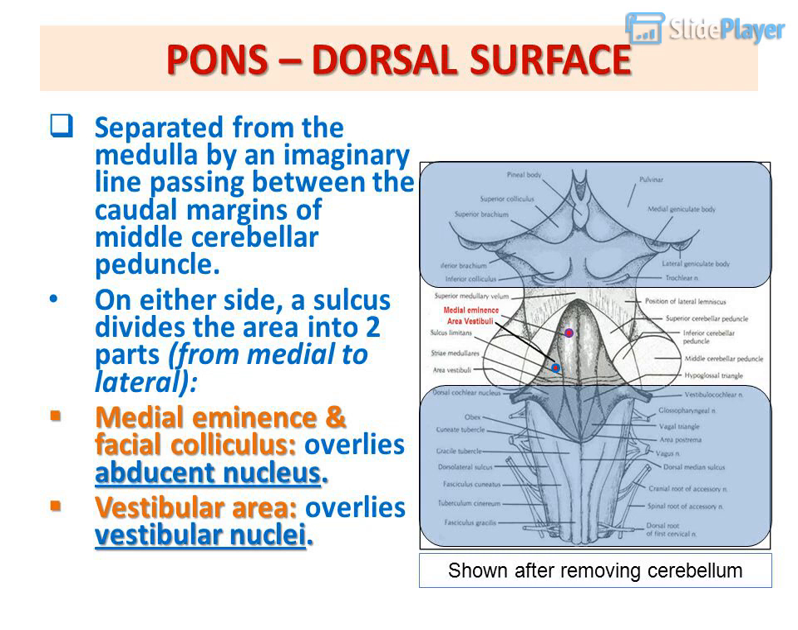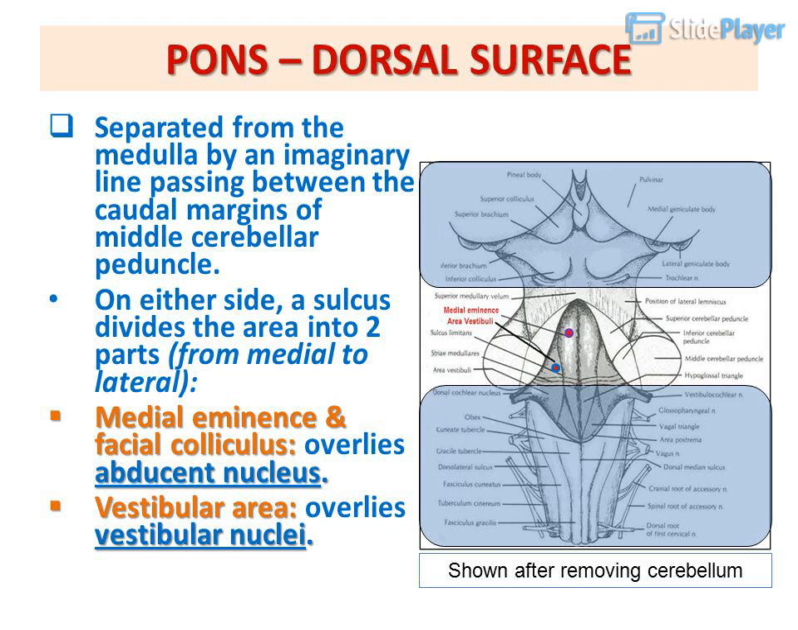Pons, dorsal surface. Separated from the medulla by an imaginary line passing between the caudal margins of middle cerebellar peduncle. On either side, a sulcus divides the area into two parts, from medial to lateral. Medial eminence and facial colliculus, overlays abducent nucleus. Vestibular area, overlays vestibular nuclei.